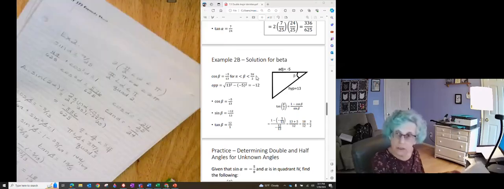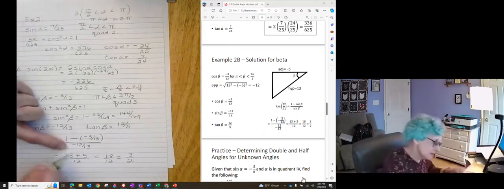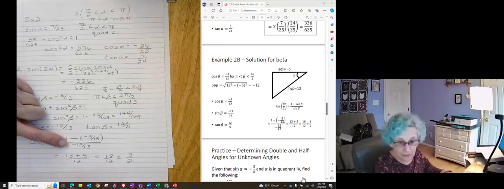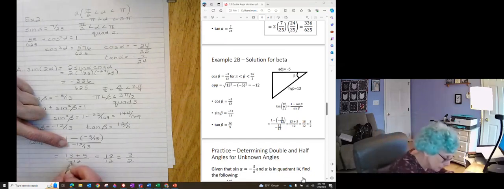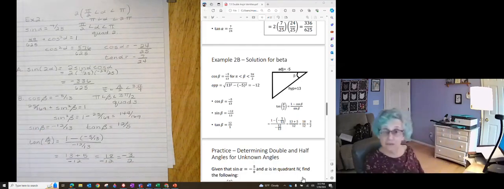That seems like it should have been negative. It was negative. Look at that, minus 12 sitting there that I just ignored down here. That's a negative 12. That's a negative 12. That's a negative 3 halves.